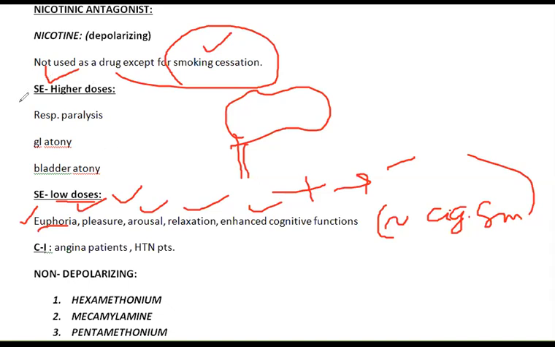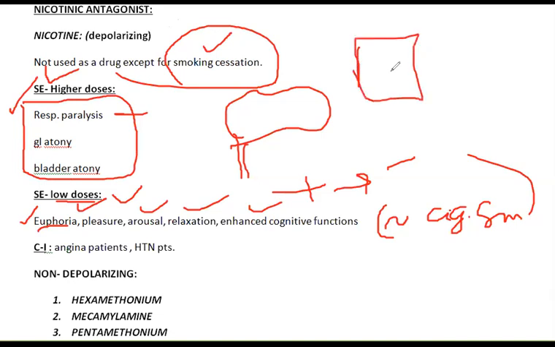But also the person will have some serious side effects, and one of them is respiratory paralysis, which is a hallmark. So you have to see the doses. So nicotine in smoking cessation comes in patches. You apply these nicotine patches on the arm of the patient, and they are slowly absorbed. It is a transdermal drug.